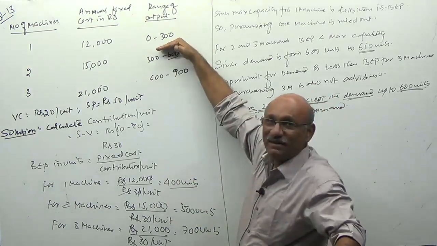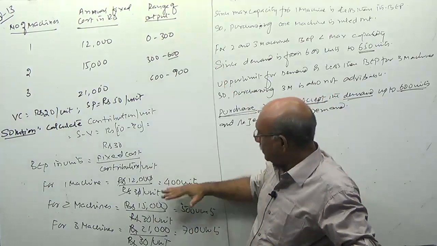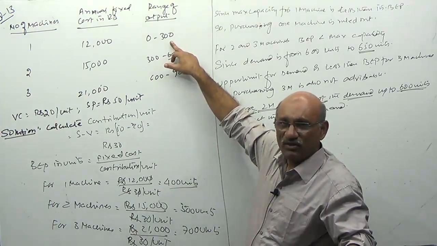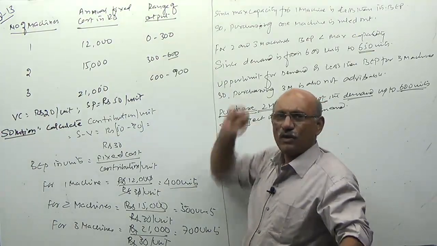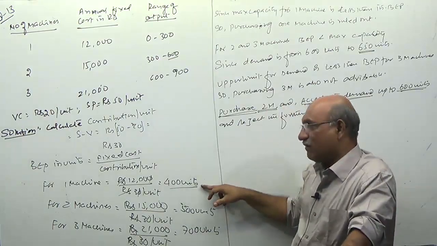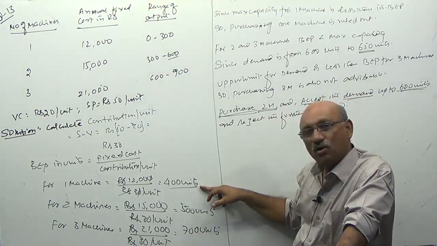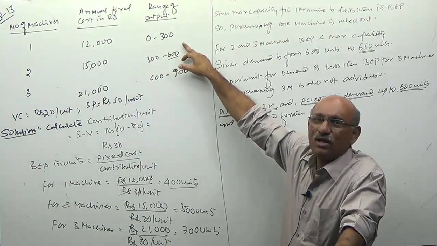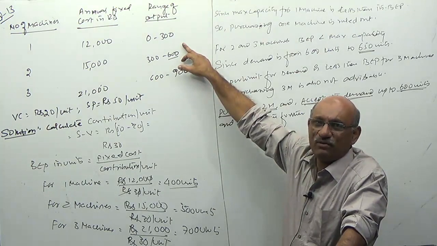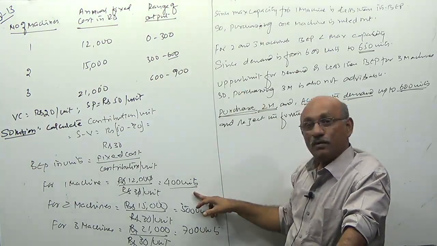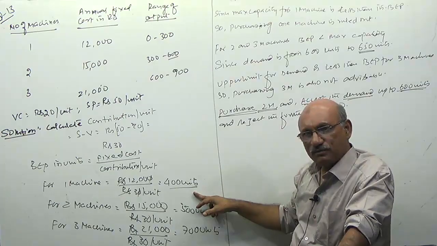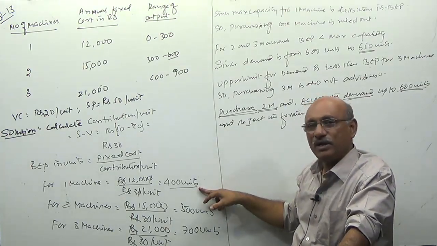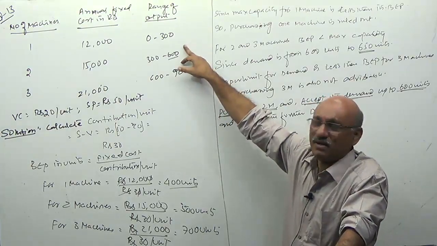And this is more than the maximum capacity of one machine, which is 300 units. Look at this point one more time. For one machine, break-even point is 400 units and maximum capacity with one machine is 300 units. Demand we can satisfy. Therefore, purchasing of one machine is ruled out. Why am I ruling out this decision? Because break-even point is greater than the maximum capacity.